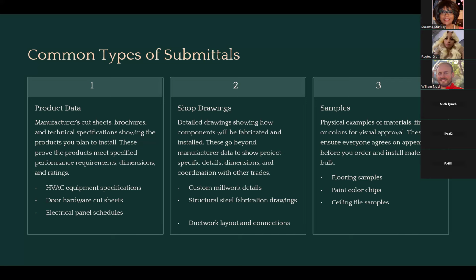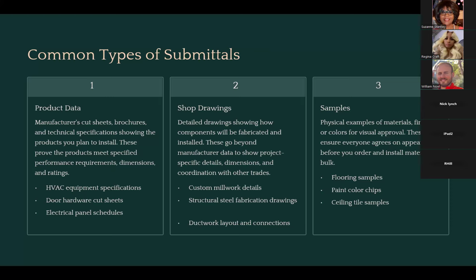Shop drawings. Unlike product data, which is a standard manufacturer product, shop drawings are custom and particular to that one individual job that you're talking about. So they're detailed drawings that show how components will be fabricated and installed. Again, these are custom, so they're going to go beyond just manufacturer data or even usually go further than just the contract documents show. And they will show project specific details, dimensions, different connections. Most commonly, you're going to get shop drawings in structural things like concrete, structural steel.